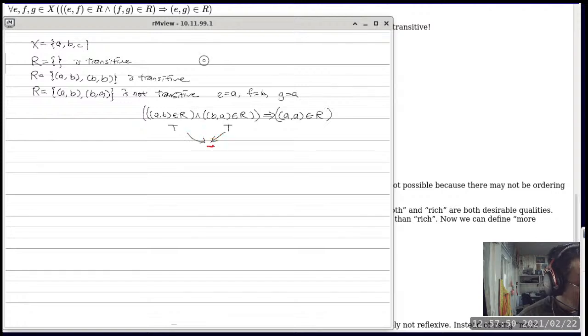So the conjunction is true. This one is false. So now we have true implies false, and that is false. True implies false has a value of false. And because there's at least one example where the implication gives us a value of false, the universally quantified expression, which is defined up here, is also false.